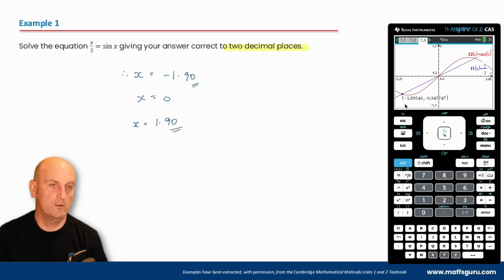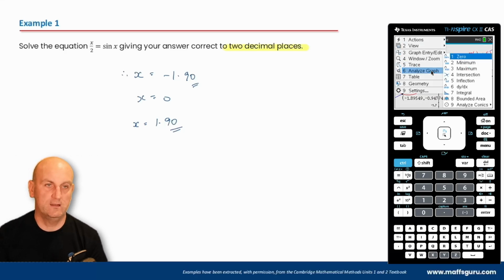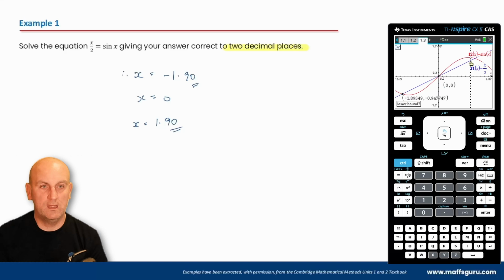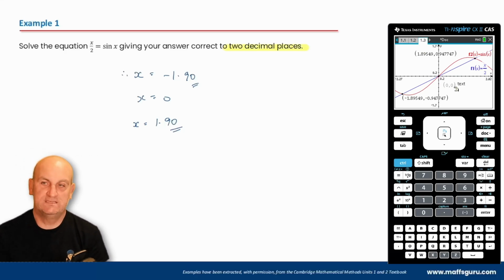And there we go. We've got my point of minus 1.8959. I can do another one. Menu, Analyze Graph, Intersection, left and right. And it's going to give me my 0, 0. And again, Menu, Analyze Graph, Intersection, 1 and 2. And again, moving that over so we can see 1.90, minus 1.90, and 0. So there we go. That's two ways of doing it using my calculator.